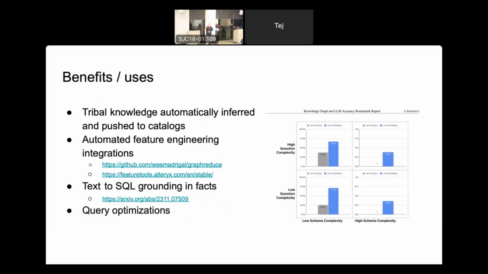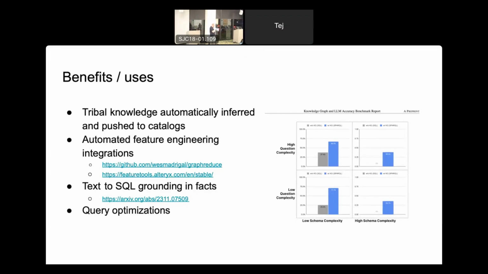Yeah, and then the benefits. We're doing some of these, we're not doing all of them, but obviously, tribal knowledge is cataloged there in the relationship context. We can integrate with automated feature engineering to loop over all of your data lake, given the relational context, and merge it together, doing aggregations along the way with the cardinality.